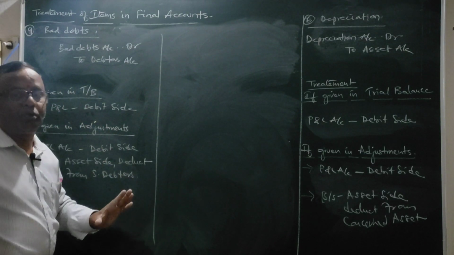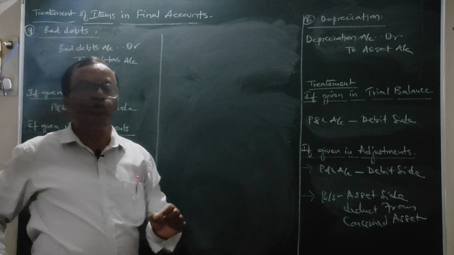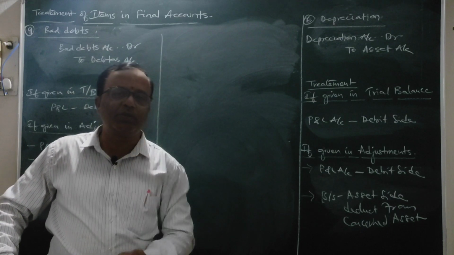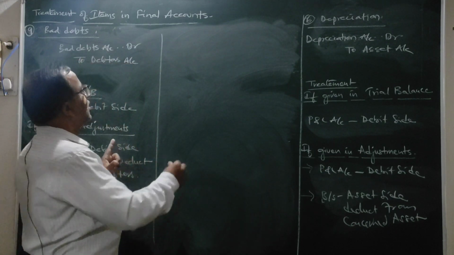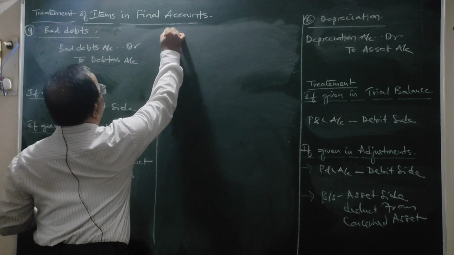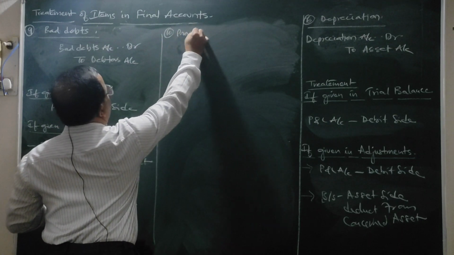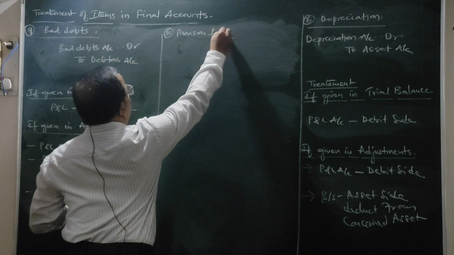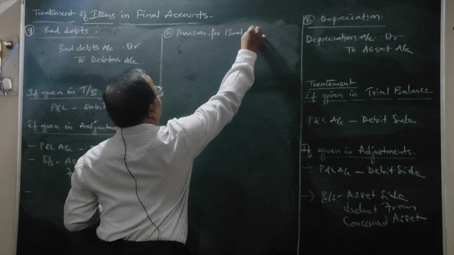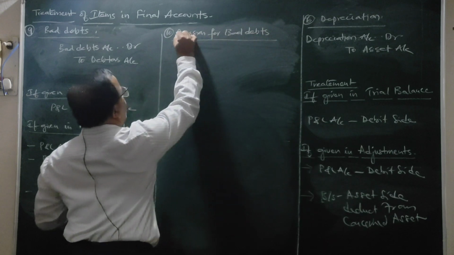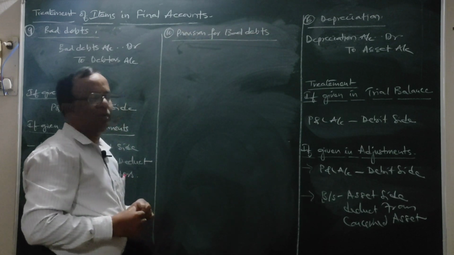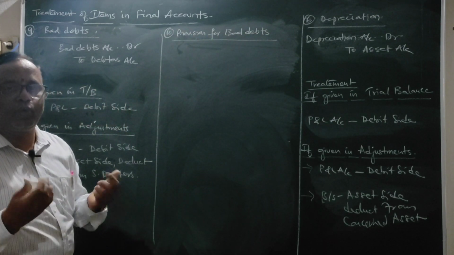I want you people to make it clear that you should be able to make a correct distinction between bad debt and provision for bad debt. Our next item here is provision for bad debts. Provision for bad debts, or we can say provision for bad and doubtful debts.